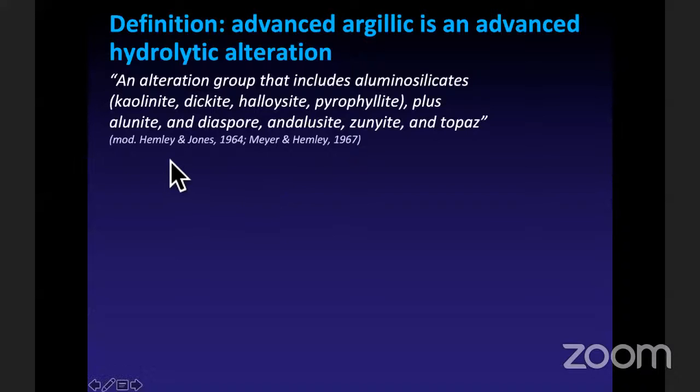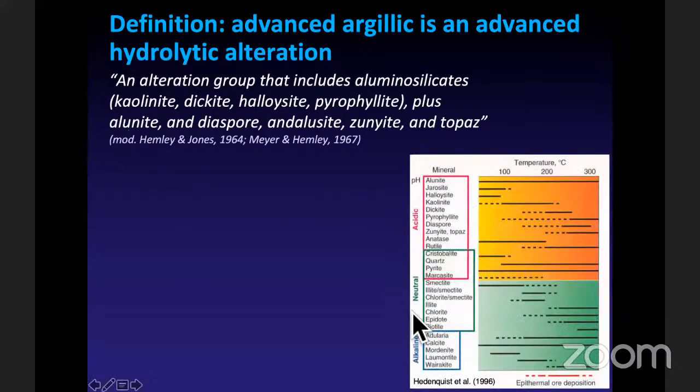So it's an alteration group that includes aluminosilicates like kaolinite, dickite, halloysite, pyrophyllite, plus alunite, diaspore, andalusite, zunyite, and topaz. Again, minerals formed from advanced hydrolytic alteration, in particular of feldspar. Now, some minerals here are key, like alunite, and we'll see that later.